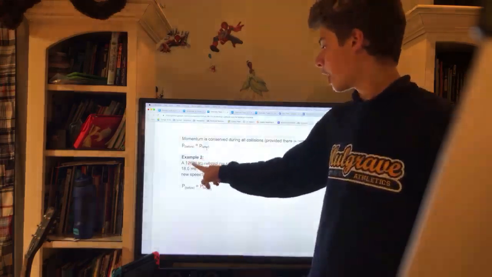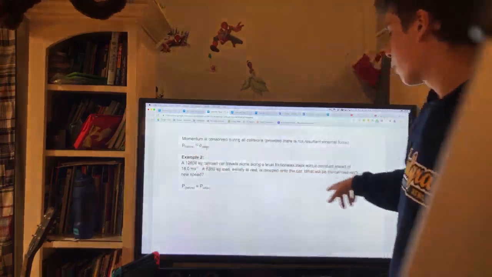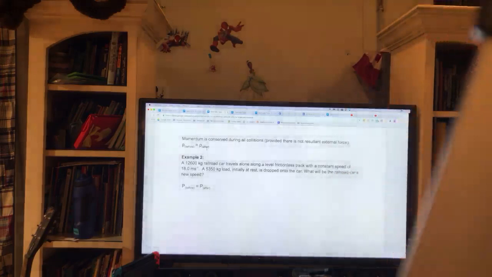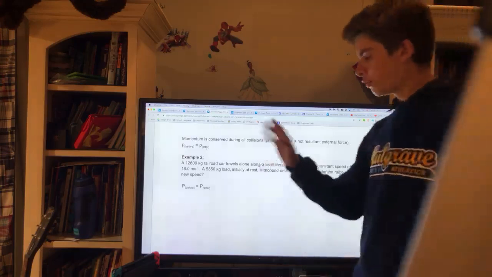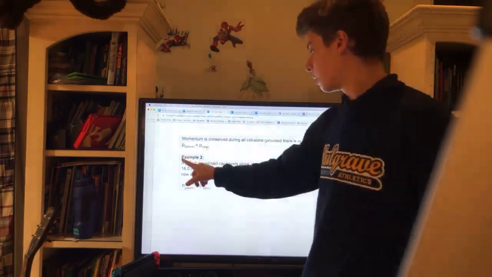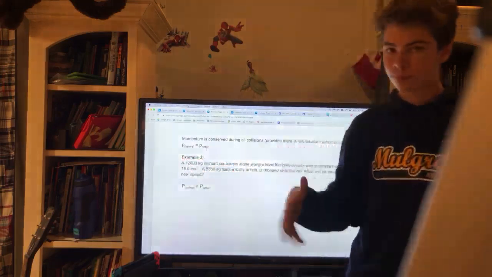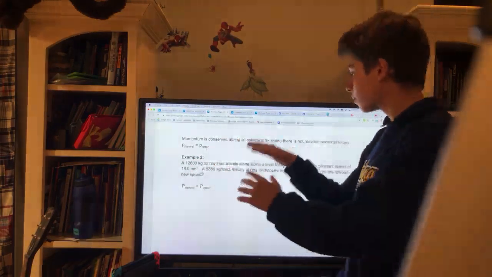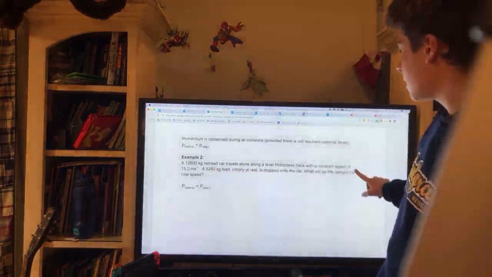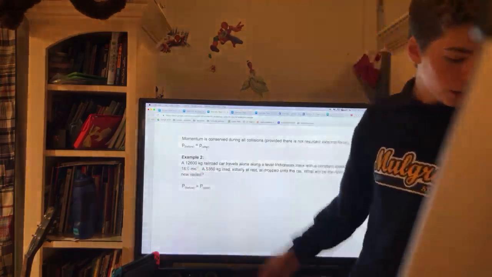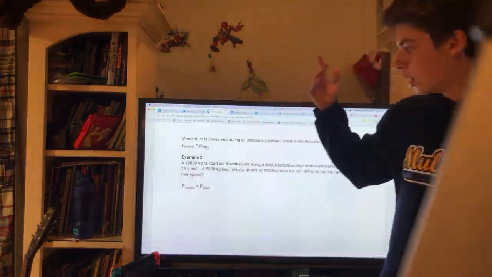Number two, okay, this seems kind of hard. A 12,600 kilogram railroad car travels alone along a level frictionless track with a constant speed of 18 meters a second. A 5,350 kilogram load initially at rest is dropped onto the car. What will be the railroad car's new speed? To figure this one out, the mass times velocity before is the same as the momentum after. So what we're really finding is this mass times that speed equals this mass times that speed. I currently don't have a paper, so I can't show you. However, if I could, I definitely would.